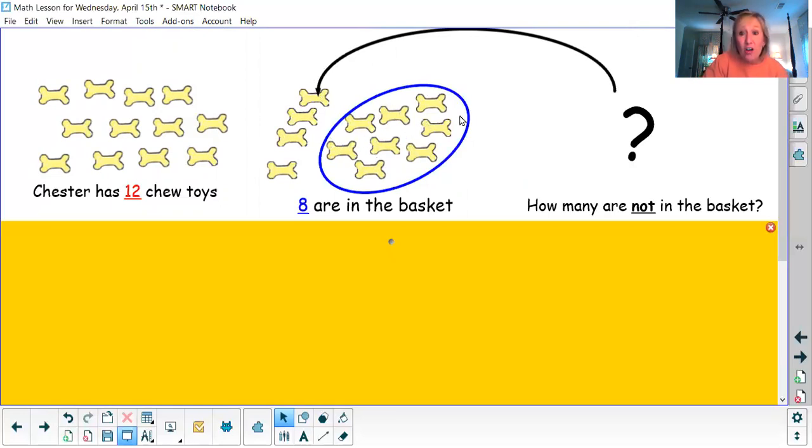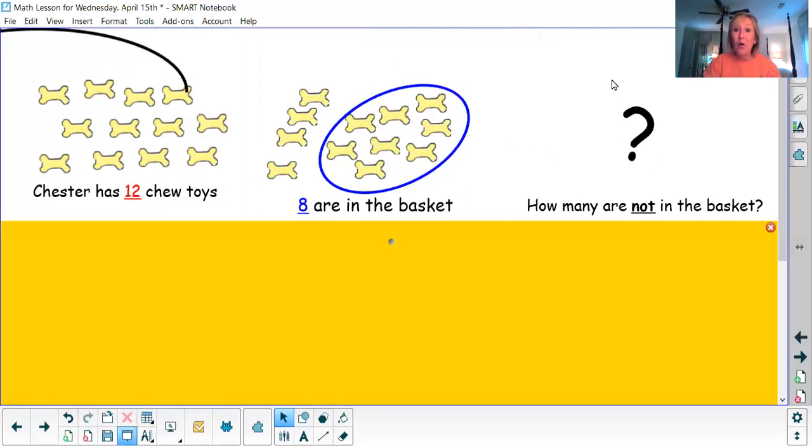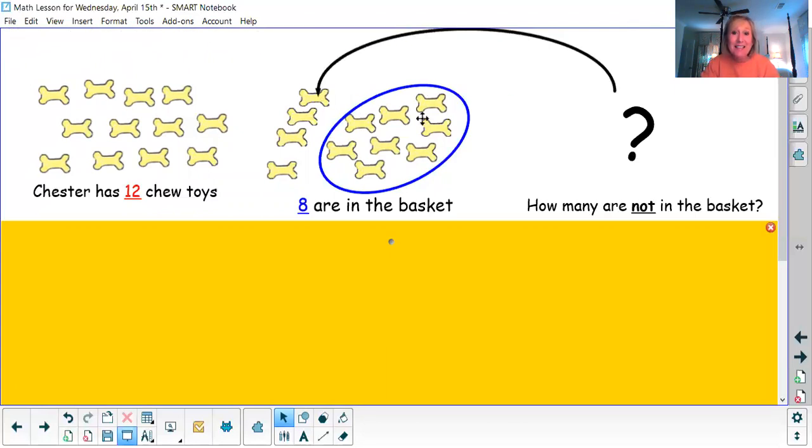So this part of the whole is in the basket. Now I want to know how many are not in the basket, or how many are on the floor. That's why I have a question mark here. Well, wouldn't it make sense that if these 8 are in the basket, the leftover part would be what's on the floor? That's what I think. So 1, 2, 3, 4 is the other part that should be on the floor.